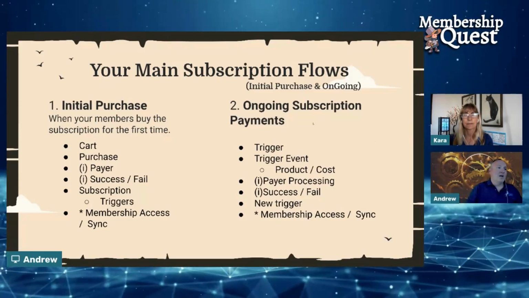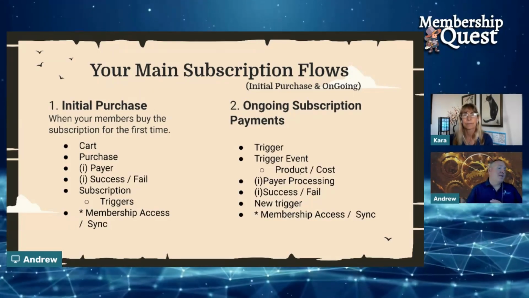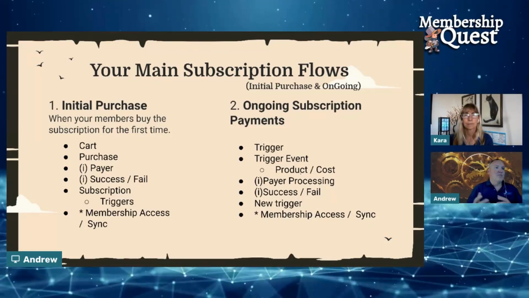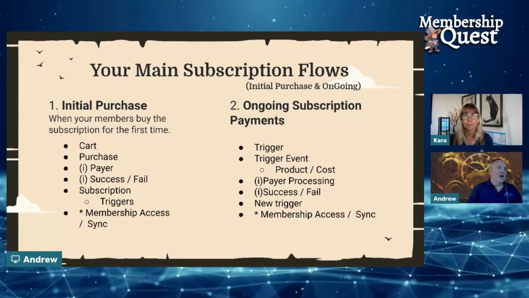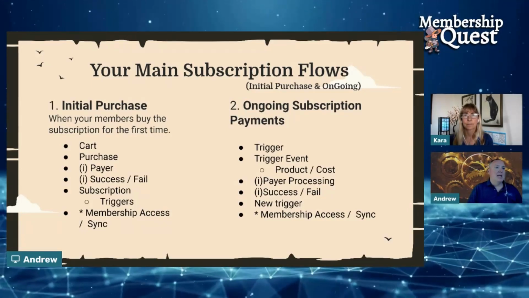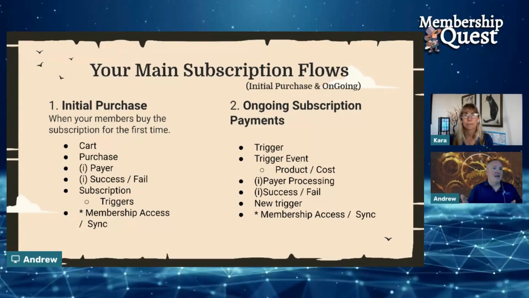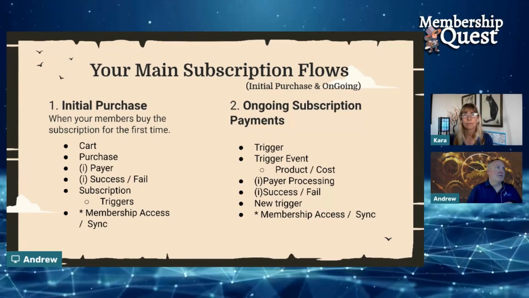Then it's going to say, okay, we have a product and a cost that we're going to send out to the payer. Or if it's on the payment system, they're doing it there. And then it does the payer processing, and then you get your success or your failback. And then it sets up a new trigger, and it says, hey, now let's add whatever that month and time is again, every 6 months, every 1 month. It's going to set up a new trigger, and then hopefully the access or the sync with your membership software.